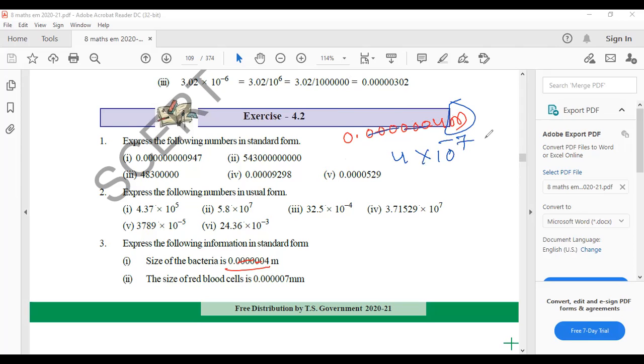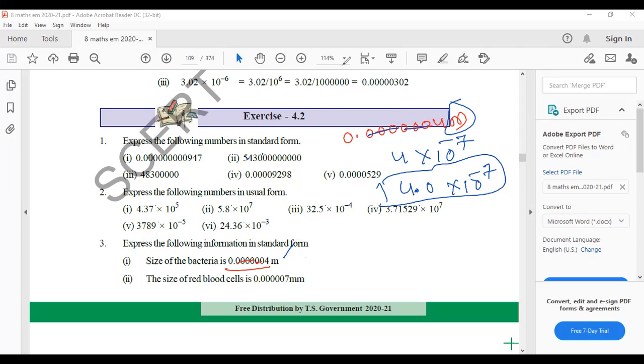Clear? Any doubt? So that is what you can write directly. If you want 4.0 also, nothing wrong in that. You can write 4.0 also, because a digit after the 4 and point is required in the standard form. Nothing else is needed; we wrote directly 4.0 into 10 to the power minus 7. This is the answer for the first question.